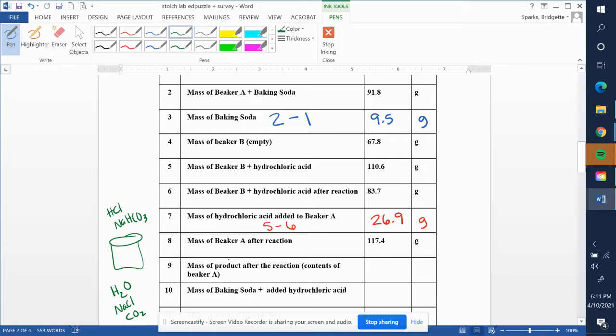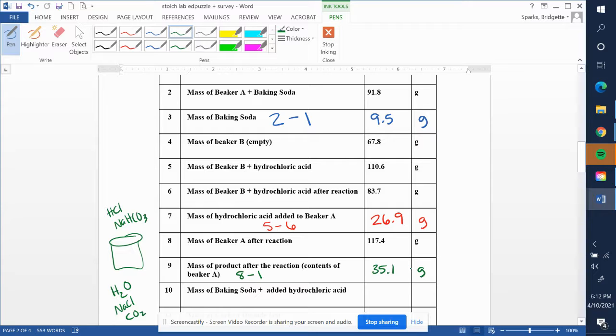And so if I want the mass of the product, I'm just going to take line 8 and subtract line 1. We're going to take the mass of the beaker with all the products in it and maybe some excess reactants, but again, we're not concerned with that, and we're going to subtract the mass of the beaker. Now, if we do that, we find that value to be 35.1 grams.